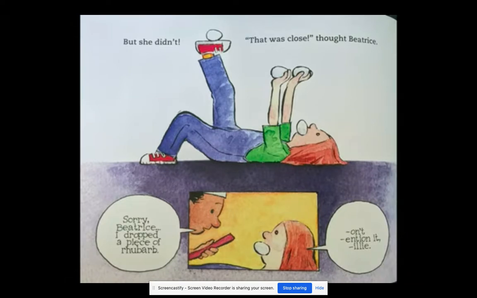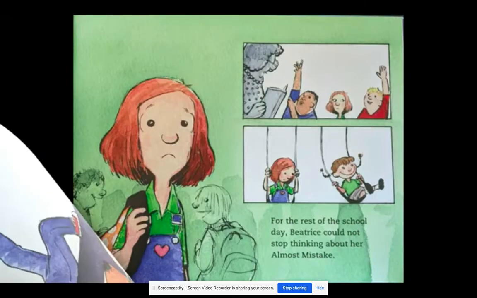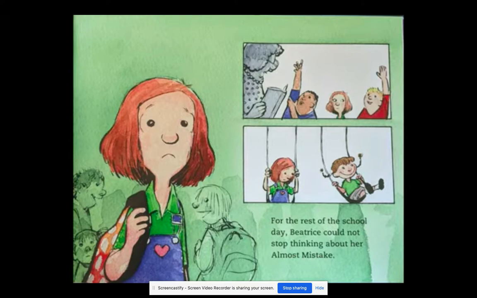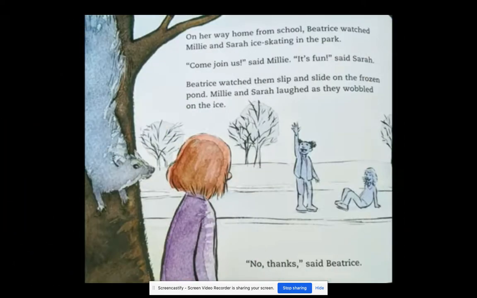Sorry, Beatrice, I dropped a piece of rhubarb. Oh, accident, Millie. For the rest of the school day, Beatrice could not stop thinking about her almost mistake. On her way home from school, Beatrice watched Millie and Sarah ice skating in the park. Come join us, said Millie. It's fun, said Sarah. Beatrice watched them slip and slide on the frozen pond. Millie and Sarah laughed as they wobbled on the ice. No thanks, said Beatrice.